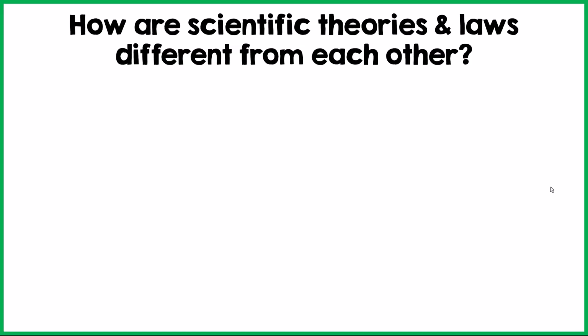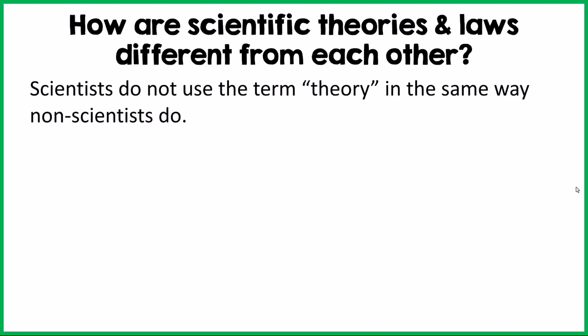So we said that a scientific conclusion does not prove that a hypothesis is correct. And so we have some terminology that relates to that in the form of theories and laws. Scientific theories and laws are a little bit different from each other. And scientists do not use the term theory in the same way that non-scientists do. So you might say, I have a theory that someone's stealing packages off my porch. That's more of a hypothesis. Scientists do not use the word theory in that way.